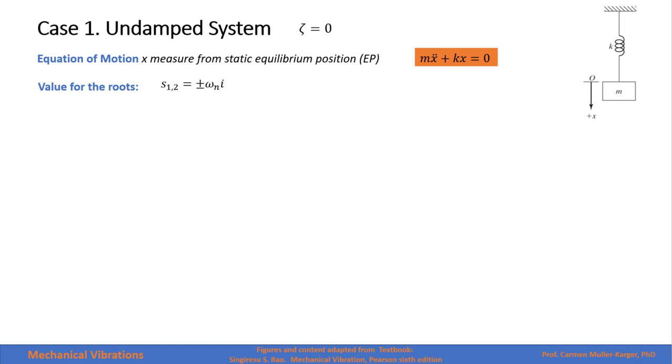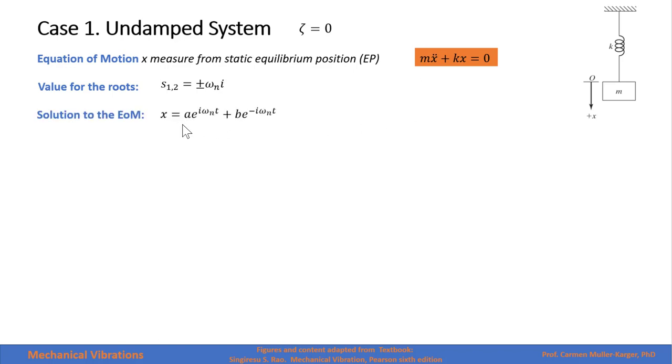When we have zero damping, we have an undamped system. This is a review because we already analyzed this type of system. We have two imaginary roots, and the system could look like that when we have a spring and a mass, no damper. Our equation of motion is this one right here, and x is measured from the static equilibrium position.